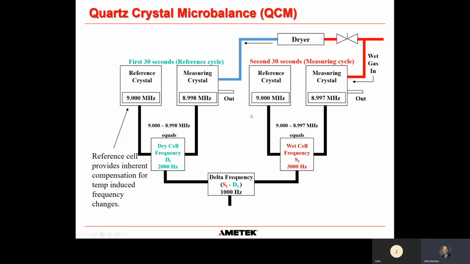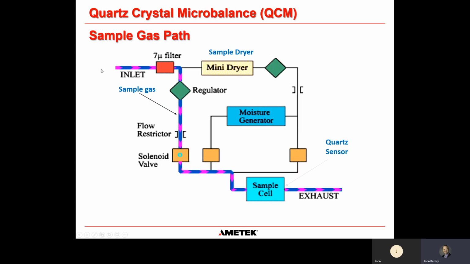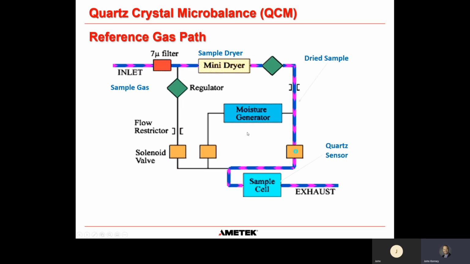So every 30 seconds, this sensor goes from sample to reference, reference to sample, and so on and so forth. Sort of how that flows in the analyzer itself is the sample gas comes in, it flows through the quartz crystal measuring cell and then out in the sample path. In the reference path, it goes through, as I mentioned, the dryer, and then through the sample crystal. So every 30 seconds that's happening.